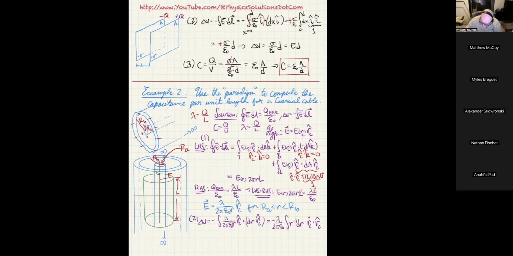So that's why I'm integrating that way. With that in mind, I am going to go from RB, which is actually bigger, and I should put that back in purple. So this is RB to RA. And as I said, the integral of r to the negative 1 is the natural log. So now I get negative lambda over 2 pi epsilon naught times the natural log, but you're going to do the natural log at RA minus the natural log at RB.